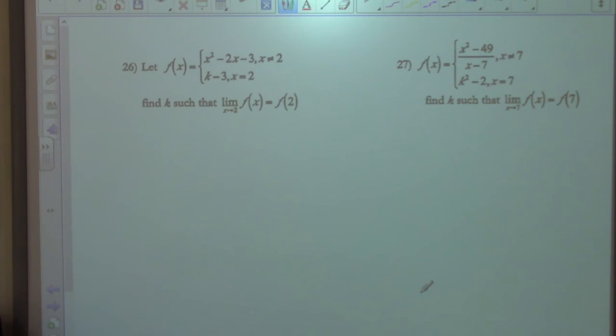Can I answer this one? Go ahead and answer it. Yeah, absolutely. Is everyone done? I'd like to see your answer. What'd you say? K equals 4. K equals 4? Okay.